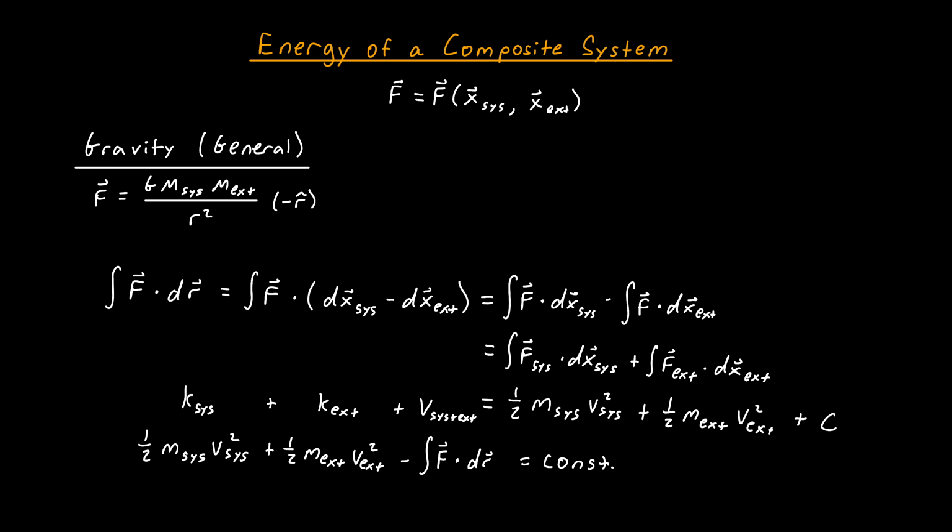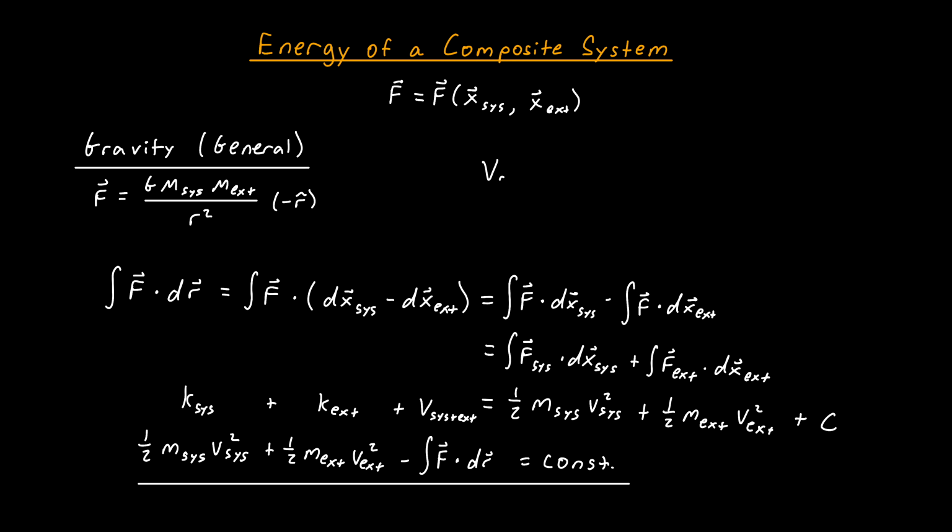So the takeaway here is that when we're talking about forces that depend on relative positions instead of just the position of the system of interest, then this is the law of conservation of energy that we want to be using instead of the first one, because this one will be easier to actually find what the potential energy is. And we can do that, right? Let's do that for the case of gravity.